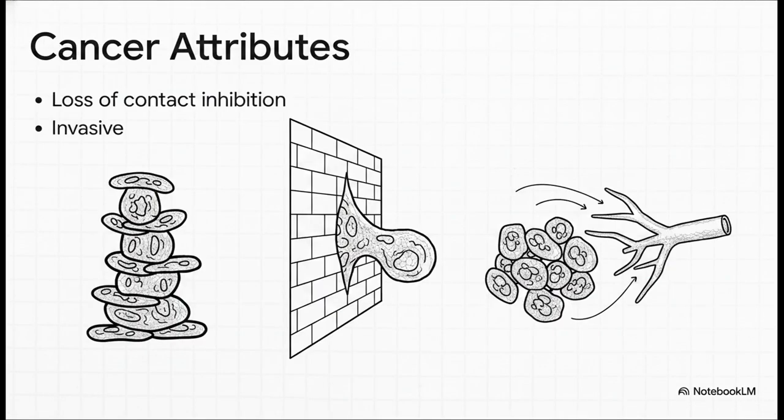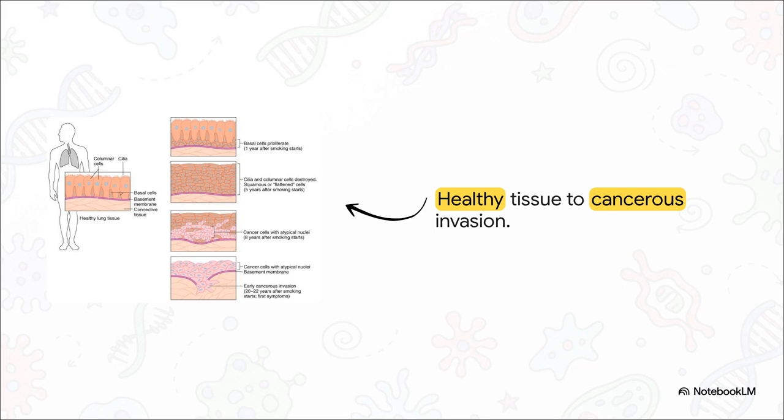And immortality isn't their only weapon, not by a long shot. These cells take on some seriously rogue attributes. For one, they lose contact inhibition. So instead of stopping when things get crowded, they just pile up into dense masses. They also become highly invasive. And perhaps most remarkably, they undergo angiogenesis. When these growing tumors start starving for nutrients, they literally hijack the body's own infrastructure. They force the growth of brand new blood vessels just to feed themselves. It's terrifyingly clever.